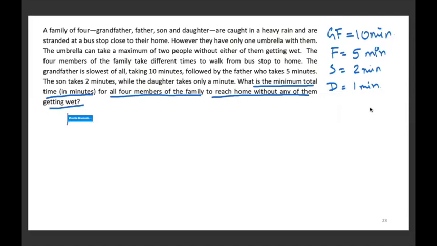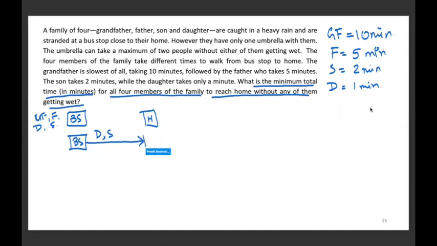In the first situation, everybody is at the bus stop and there is nobody at home. So grandfather, father, daughter, and son are all at the bus stop. In the next step, from the bus stop, the daughter and the son go together under the umbrella to home. They take 2 minutes. Why 2 minutes? Because the daughter will take 1 minute, which is less, but the son will take 2 minutes. So the total time to reach together will be 2 minutes.